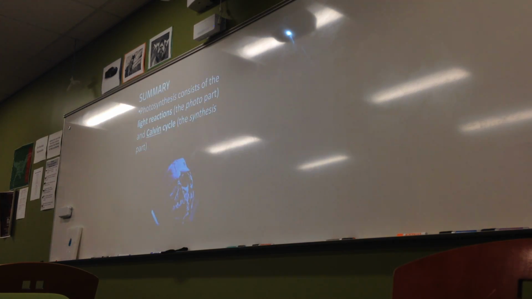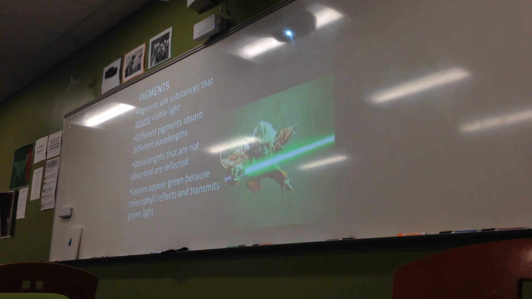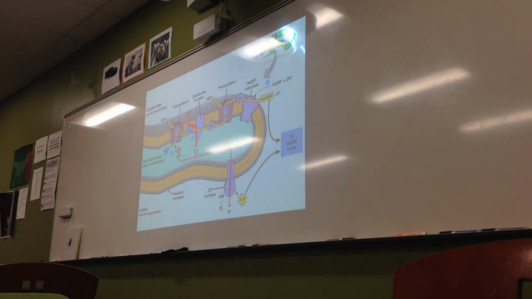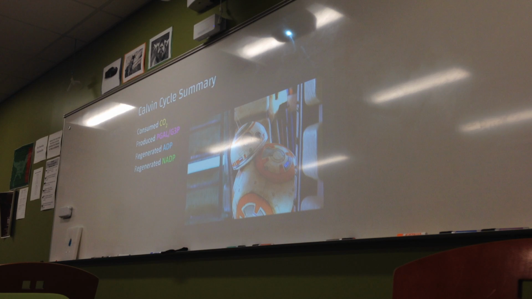So photosynthesis consists of the light reactions, the photo part, and the Calvin cycle, which is the synthesis part. The pigments are the substances that absorb light. Different pigments absorb different wavelengths; light wavelengths that are not absorbed are reflected, and so that's the color that we see in the green leaves. All right, so again, make sure you know photosystems 1 and photosystems 2 are part of which process. Calvin cycle in general, we consume the carbon dioxide in the Calvin cycle.